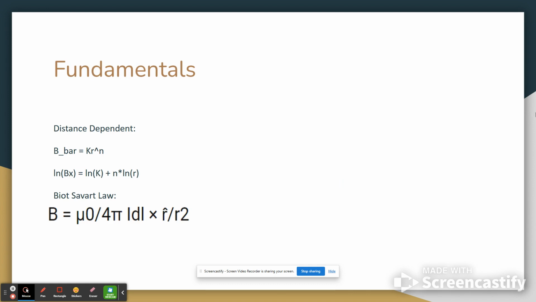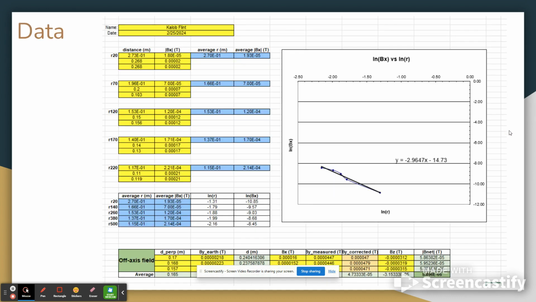So, some fundamentals for this experiment. I tried to get some of the best images of the formulas, because putting formulas in Google Slides is terrible. For the distance dependence, B bar is equal to K R to the power of n, and ln Bx is equal to ln K plus n times ln R. And the Biot-Savart law is shown in the image below. These are some formulas we use for this.